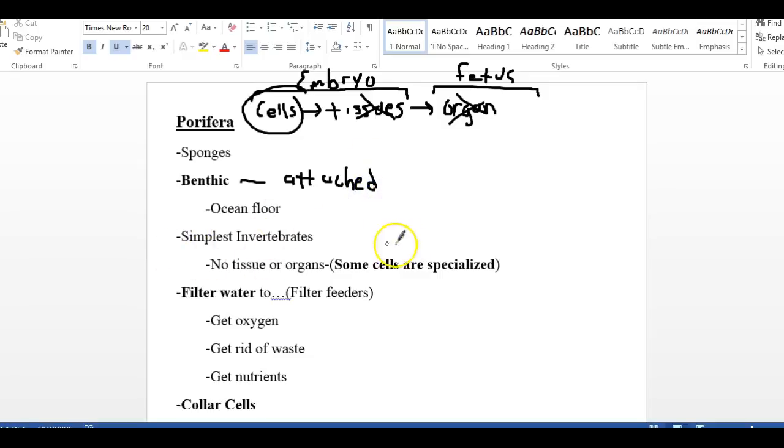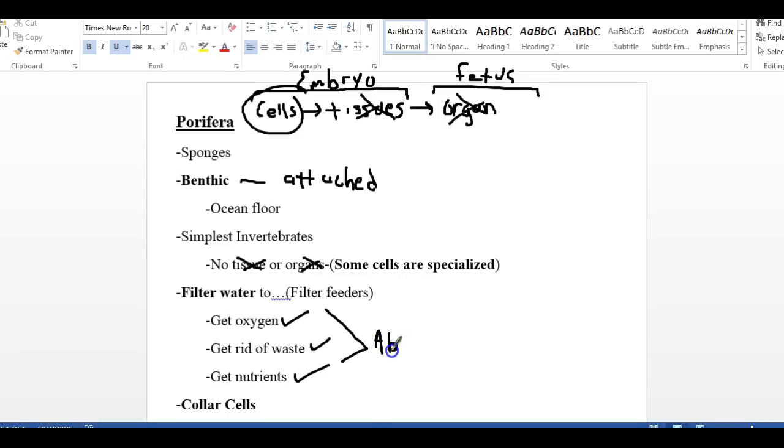And again, they're the simplest invertebrates. No tissue, no organs, but again, they have these specialized cells. The way they really survive, though, is they live this simple lifestyle. They filter water. These guys just suck in water, and then they absorb nutrients and the things that they need, oxygen and such, from the water. So they get the oxygen for respiration from the water that they pass through themselves. They get rid of waste through this process, and they get their nutrients by absorbing. And these two right here, this is just absorption.